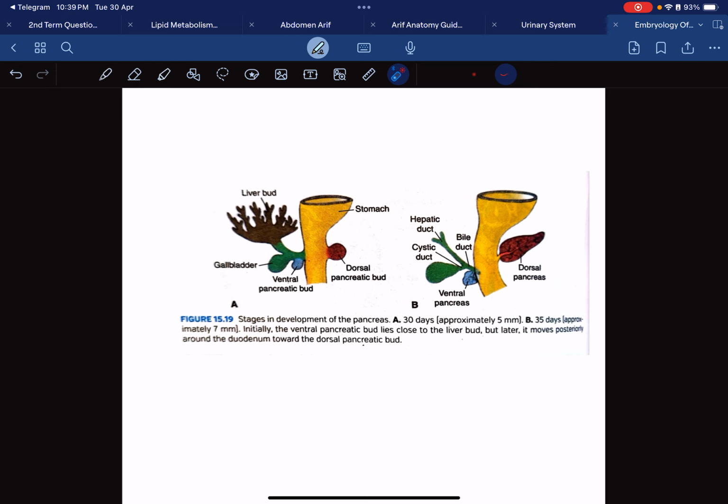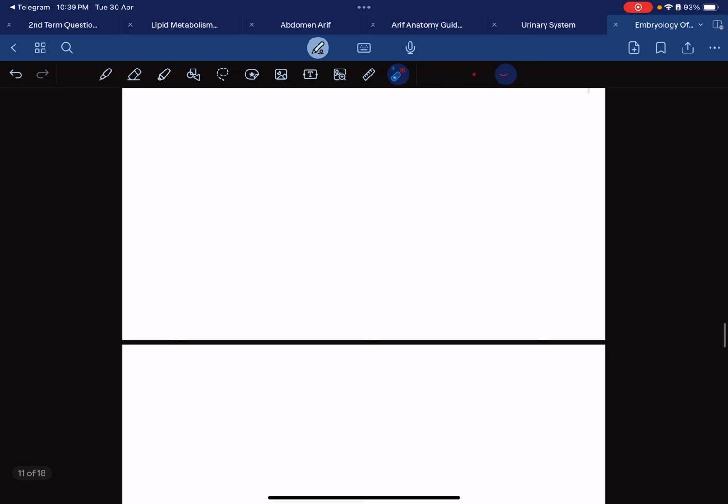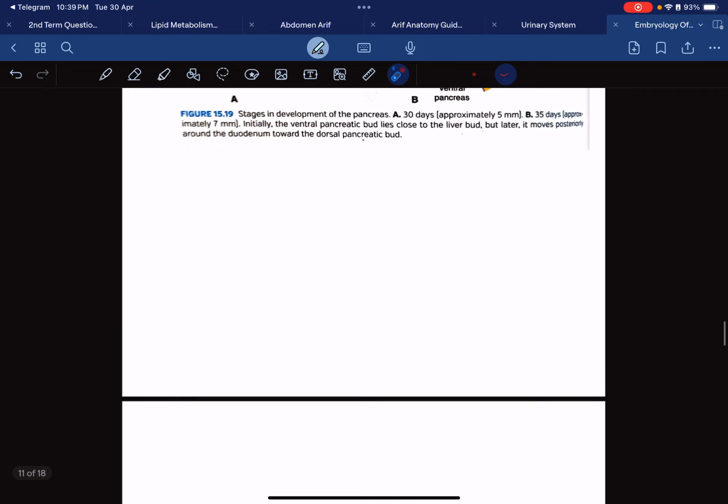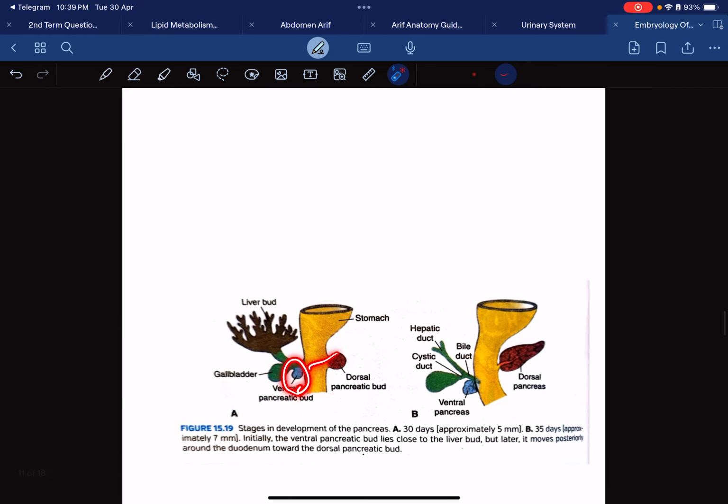The uncinate process and the inferior part of the head of the pancreas develop from the ventral pancreatic bud. The rest of the pancreas develops from the dorsal pancreatic bud.